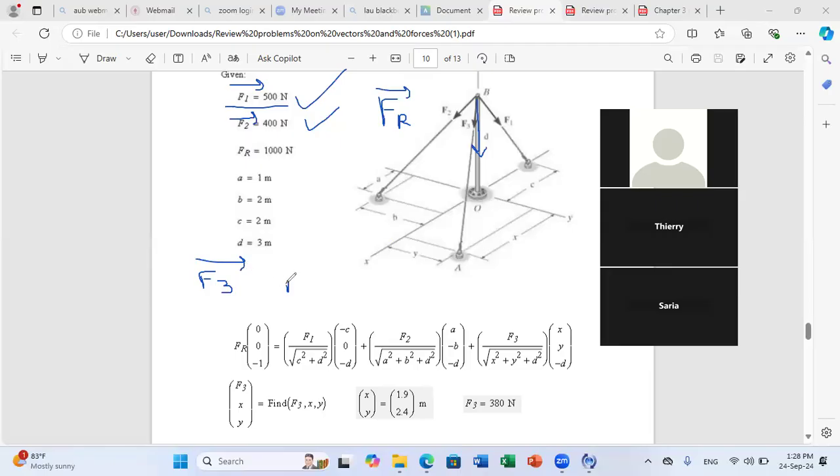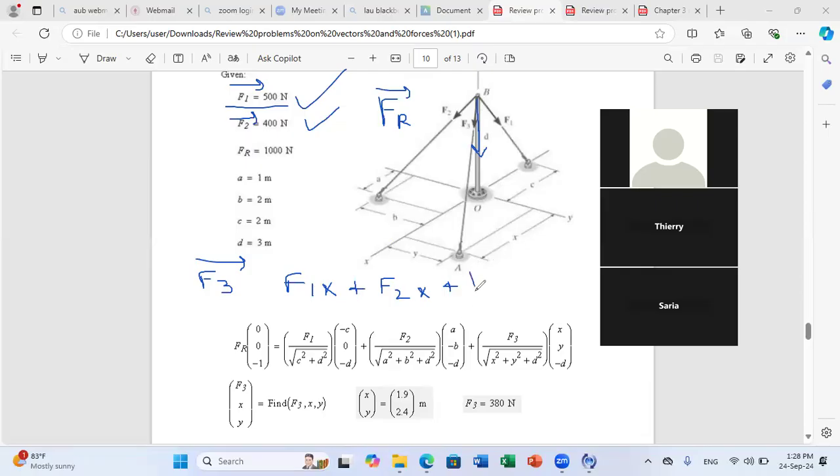The first equation is the following. The first equation is F1x plus F2x plus F3x equals 0, because your resultant has no component along I. It has only component along Z.